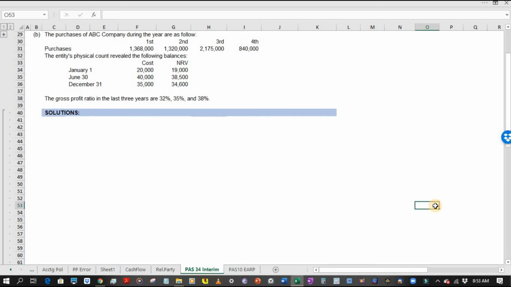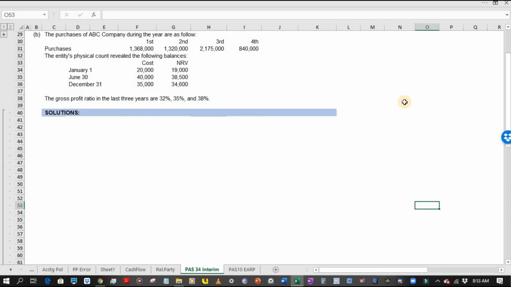So now let us proceed to letter B. For letter B, the purchases of ABC Company during the year are as follows. So we have purchases for each of the 4 quarters of the year. So the entity's physical count revealed the following balances. So these are the ending inventory or the inventory balance as of these dates. So the gross profit ratio in the last 3 years are 32, 35, and 38%.